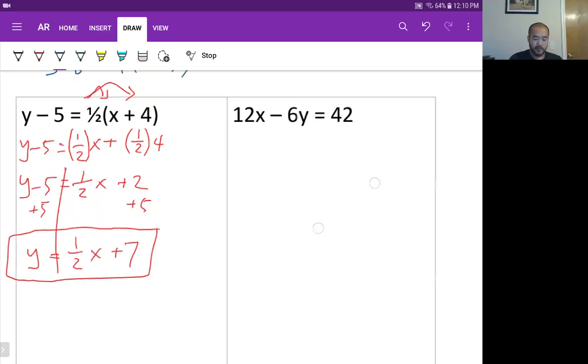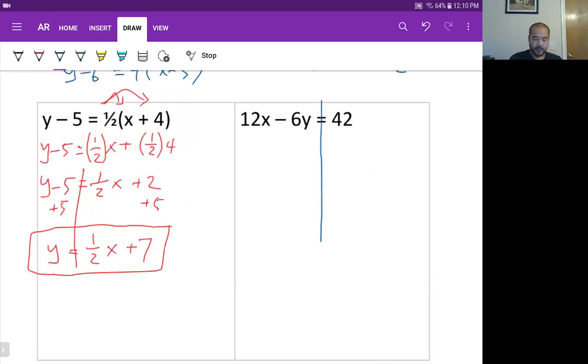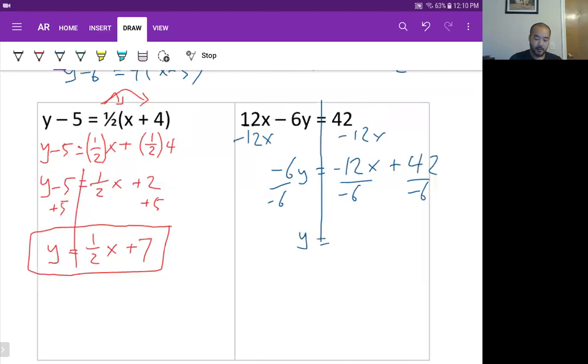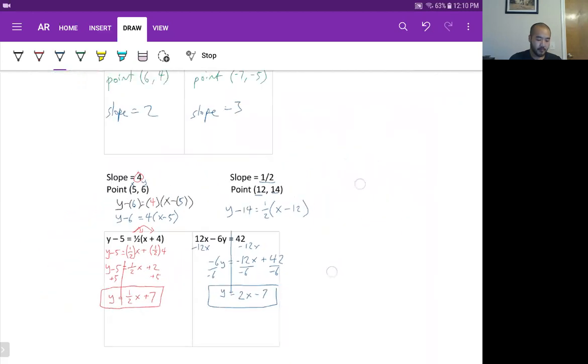Similar tasks over here, but there's no distribution, so we can just solve this. Subtract 12x from both sides. So you have negative 6y equals negative 12x plus 42. Those two don't combine, so you can't combine them. Divide everything by negative 6. You get negative, negative, make it positive. Negative, negative, make it positive. 12 divided by 6 is 2. And then negative and positive make a negative. 42 divided by 6 is 7. So there's that. Yeah, so that's all your examples for point slope form.